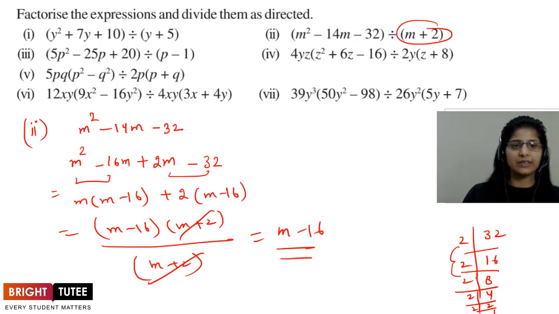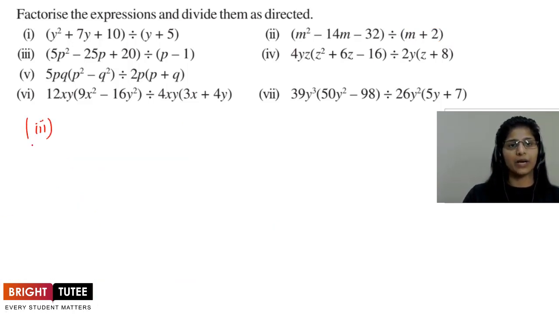Okay, let's try the third part now. In the third part, what are we given, students? We are given 5p square minus 25p plus 20. So first of all, we'll see if something is common.